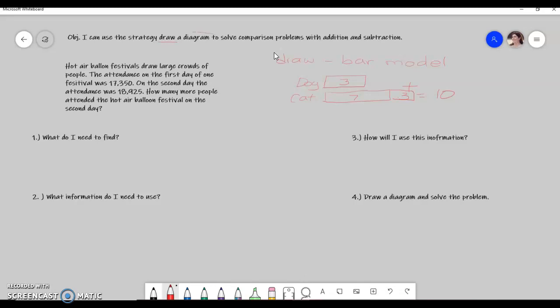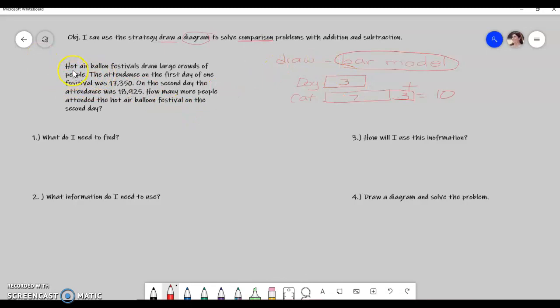So that is an example of what a bar model is using addition. Our diagram is exactly what I just drew, which is today's diagram. We will be using a bar model. That's our diagram. Now comparison. Comparison means that you're going to compare 2 things. So in this example that I just told you, this example about pets, I compared dogs and cats. Okay? And then you can either add, like we did in this pet one, or you can subtract.